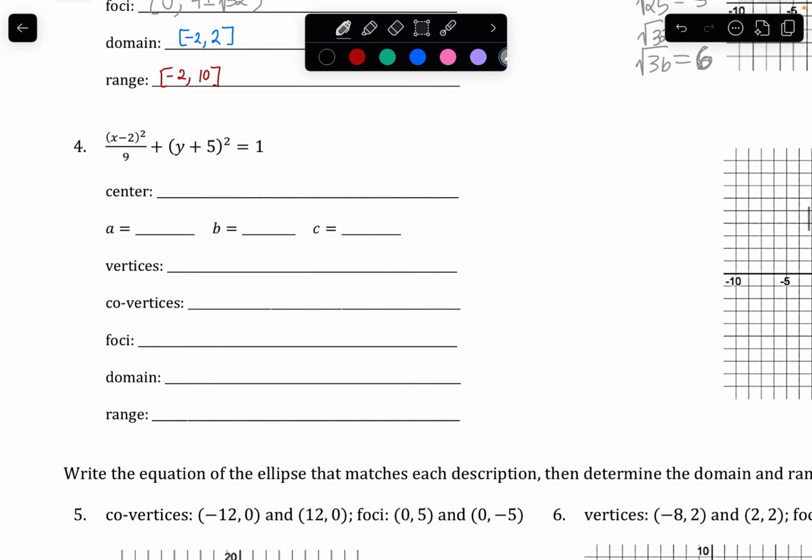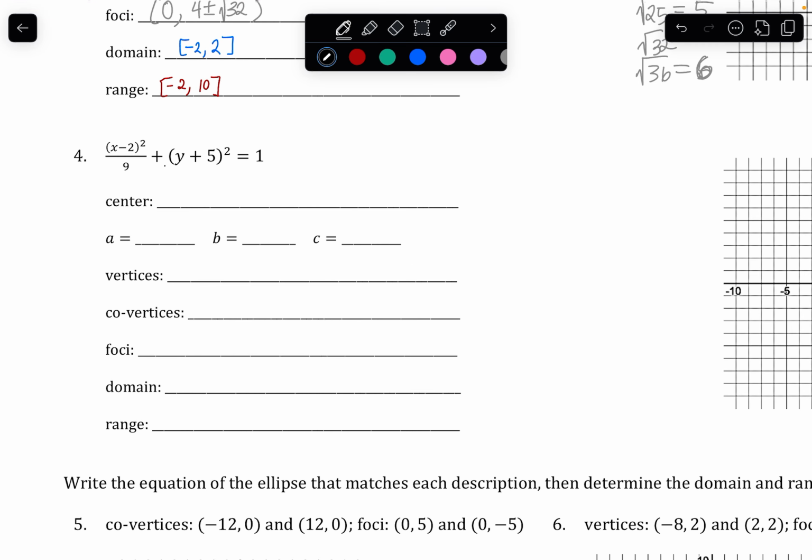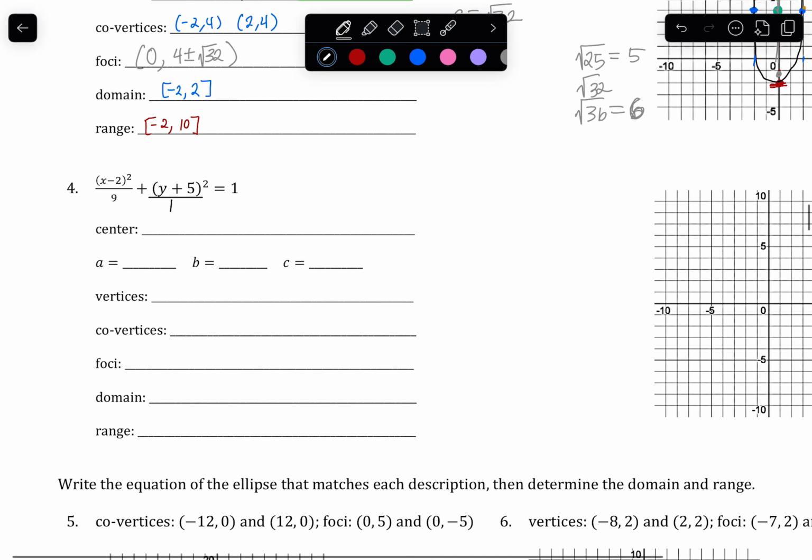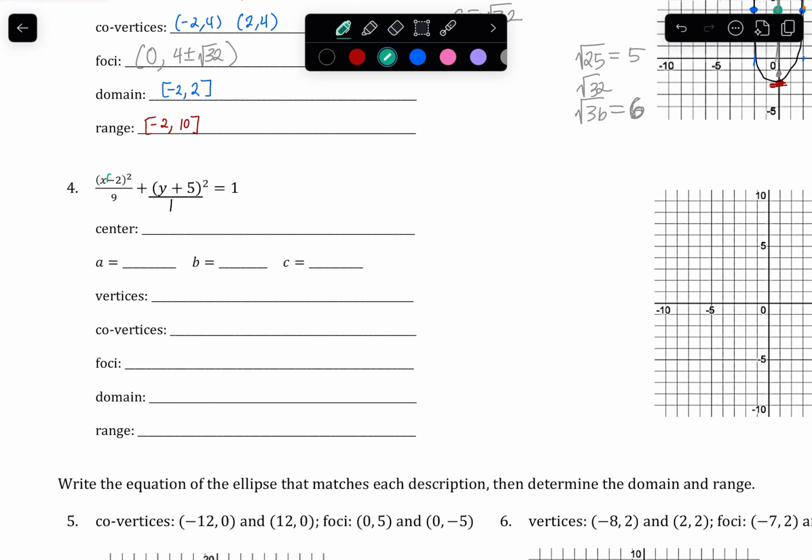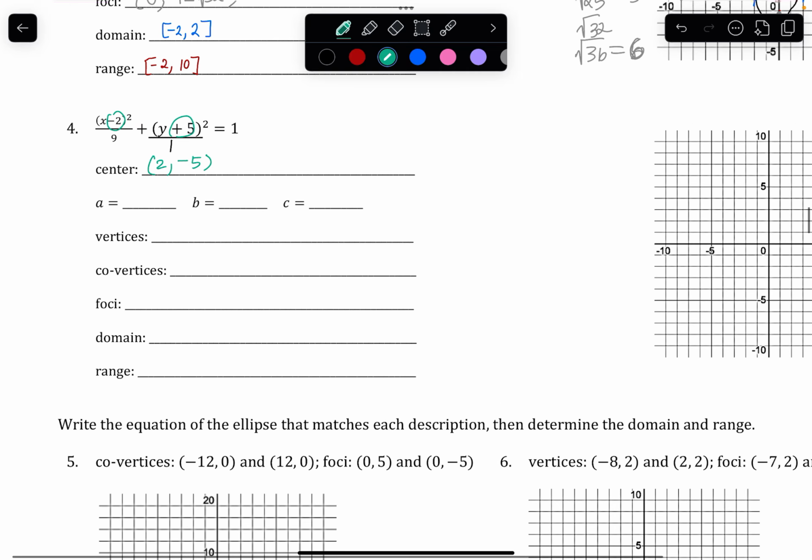Okay, looking at this next one, there's no denominator under the y, so when that is the case, there's an invisible 1, if you want to go ahead and write that in. Okay, and so starting with the center, I see a -2 for the x, so that means my x-coordinate is +2, a +5 with the y, and so that means -5 for the y-coordinate. A is always going to come from the bigger denominator, square root that, you get 3. And then b, square root the 1, you get 1.